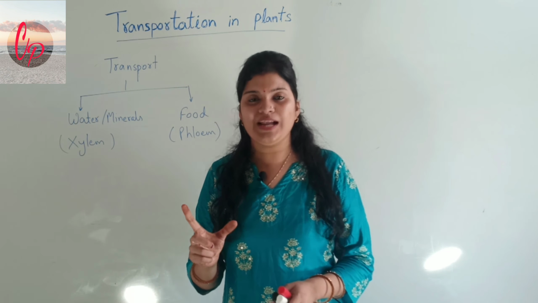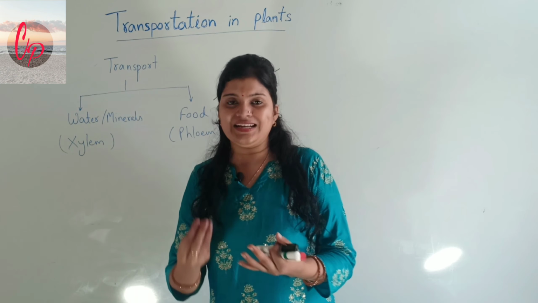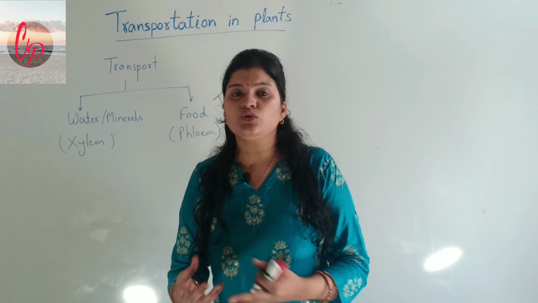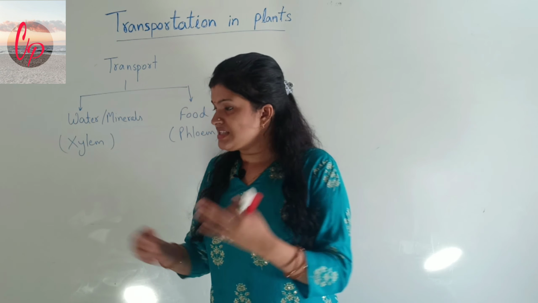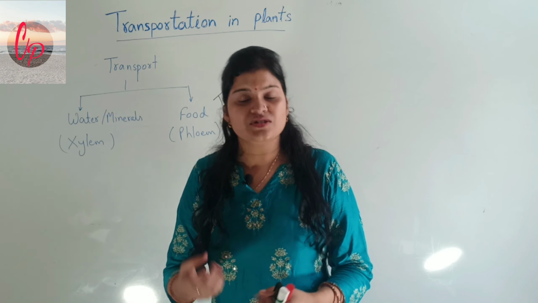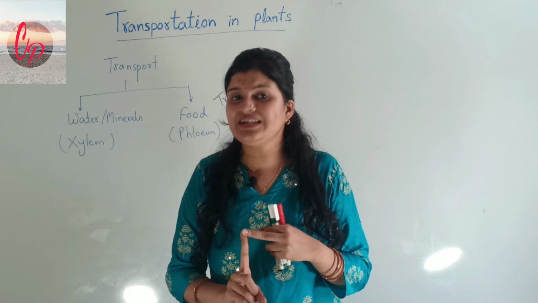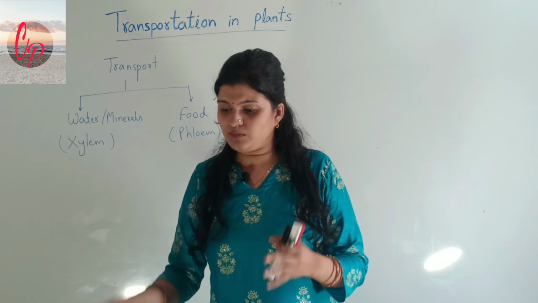And when we talk about the difference between these two vessels, because we are talking about the transport of water and minerals as well as the transportation of food, this water and mineral has to be transported from the lower part of the plant to all the upper parts. The roots will absorb the water from the soil, and they will send this water to all the other parts of the plants. So this is unidirectional, because it is happening only in a single direction, from the lower part of the plant to the upper part.